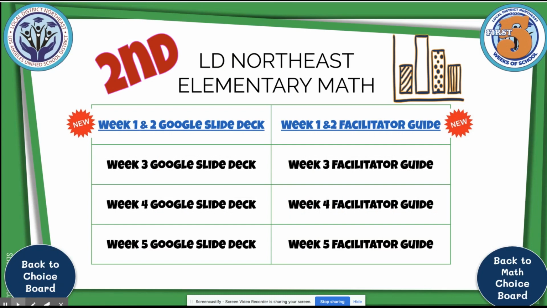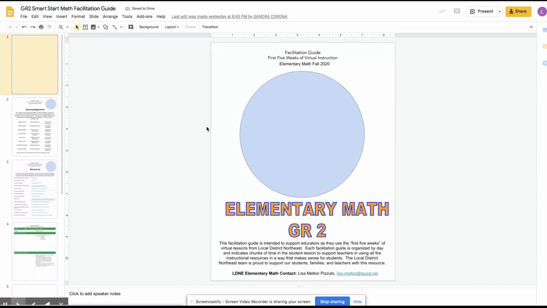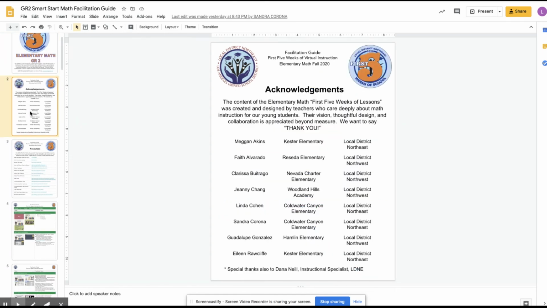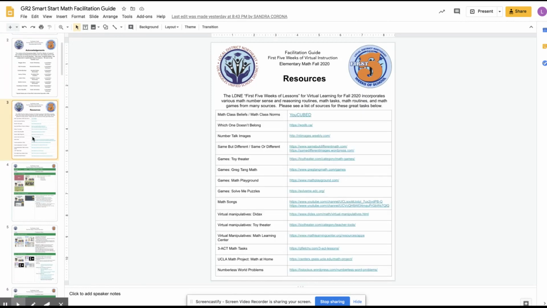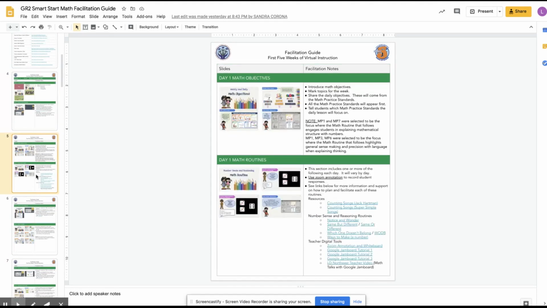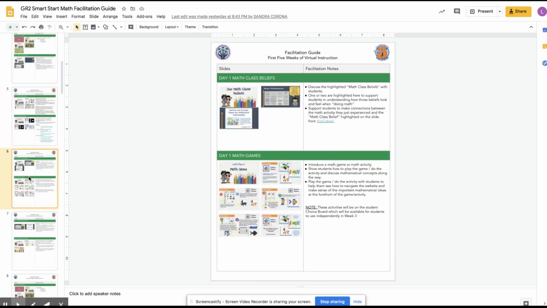If we go back to the Local District Northeast resources page, you can also click on the facilitator guide. When you select facilitator guide, you'll get some more information about what you might need to know behind the scenes as an educator around how to use these resources. You'll see some acknowledgments of all the people that worked on these resources and some additional tools that might support you. This can help you plan your lesson. It'll also provide more support if you want to do any further investigation. You might notice that there are a number of links here in these notes that can also be helpful.